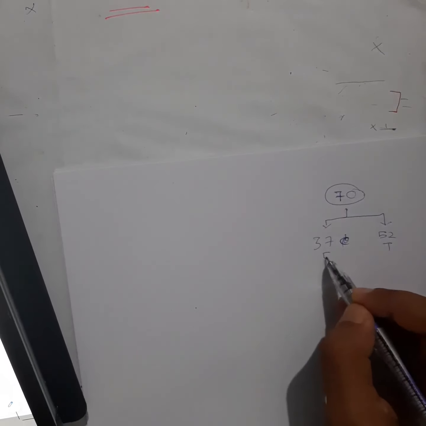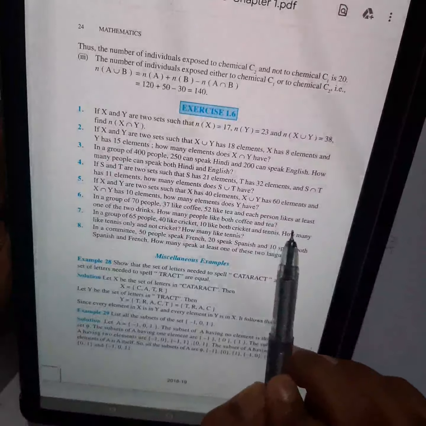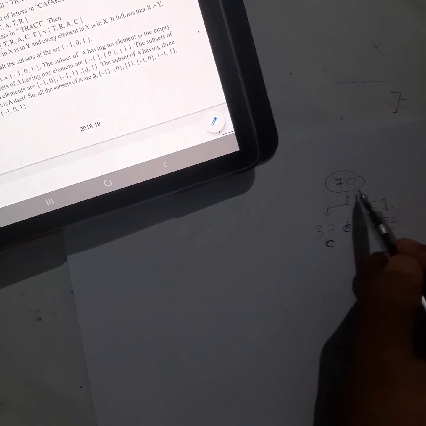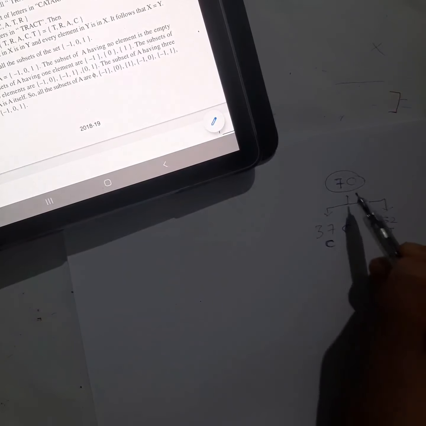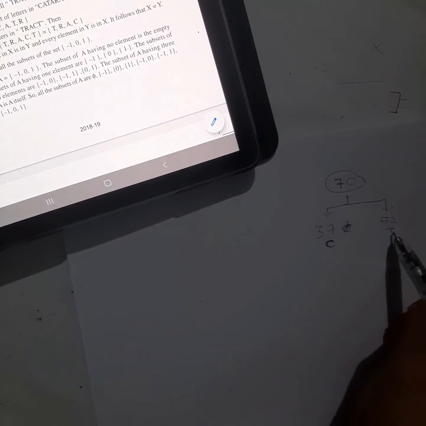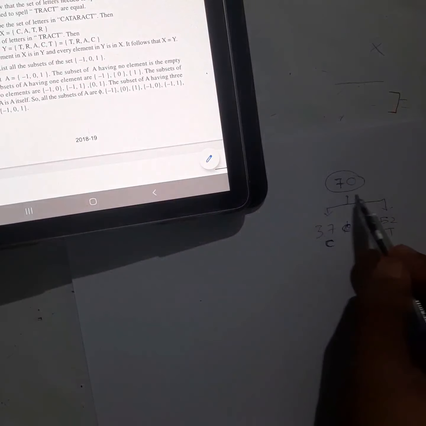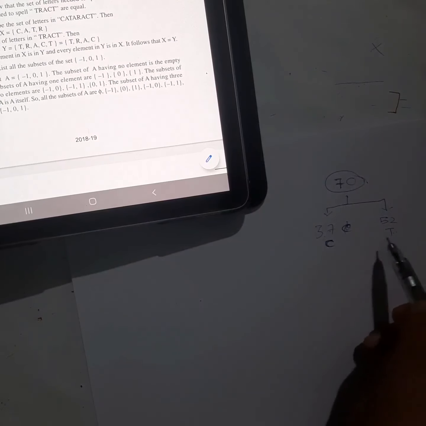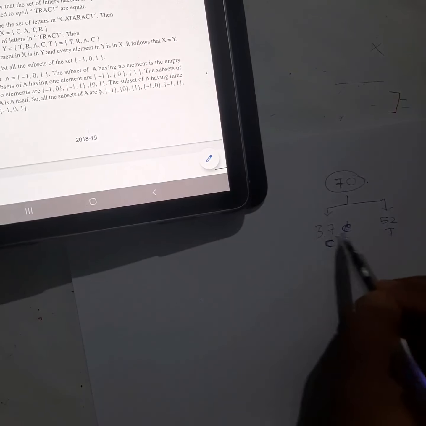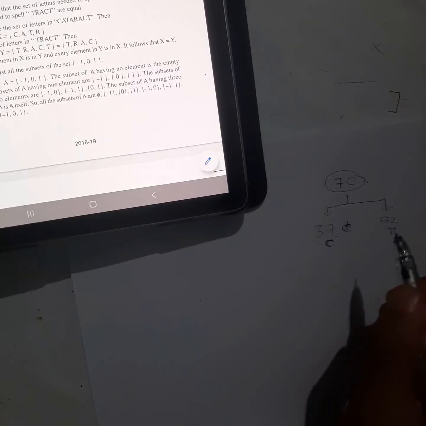Okay, now after that, see this line, very important. They have said that each person likes at least one of the two drinks. Now why they have said that? The reason is, see this, they have given a group of how many people? 70 people. They say 37 like coffee, 52 like tea. And they have said after this, each of these people like either this or this. At least one of these items they like. Okay, now why they have said this?